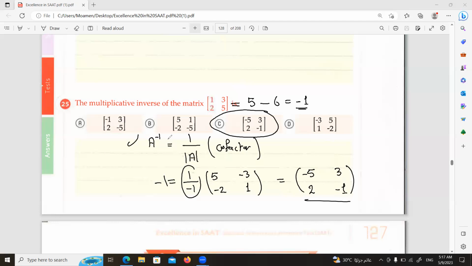زي ما أنت شايف، الاختبار بتاعي خلص في وقت صغير وفي وقت قليل. إن شاء الله الاختبار بتاعك برضه يخلص في وقت صغير وبالتوفيق إن شاء الله.